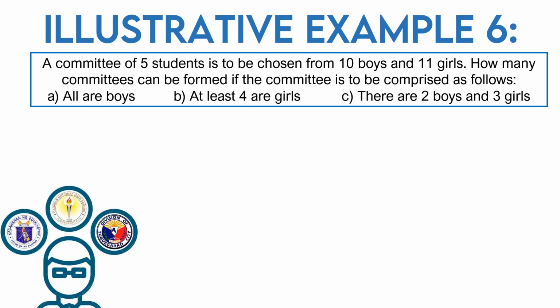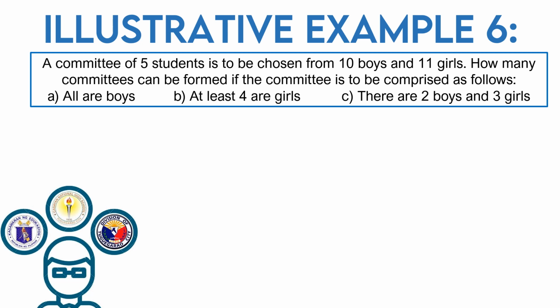Let's have the sixth problem. A committee of 5 students is to be chosen from 10 boys and 11 girls. How many committees can be formed if the committee is to be comprised as follows? Letter A, all are boys. Letter B, at least 4 are girls. And letter C, there are 2 boys and 3 girls.